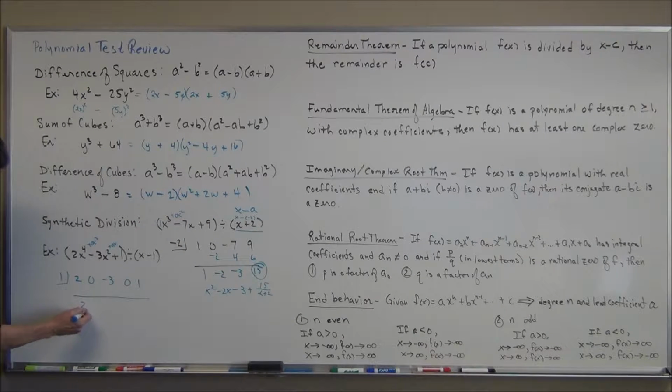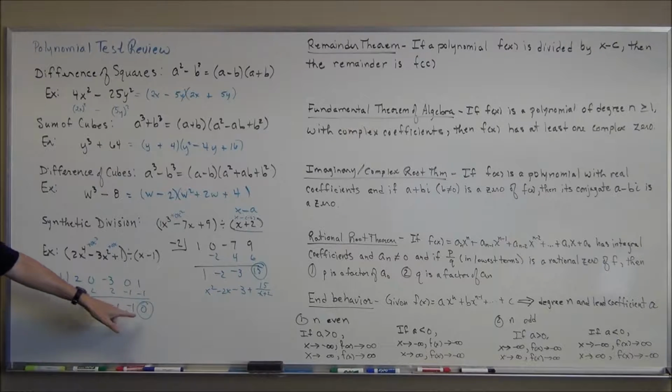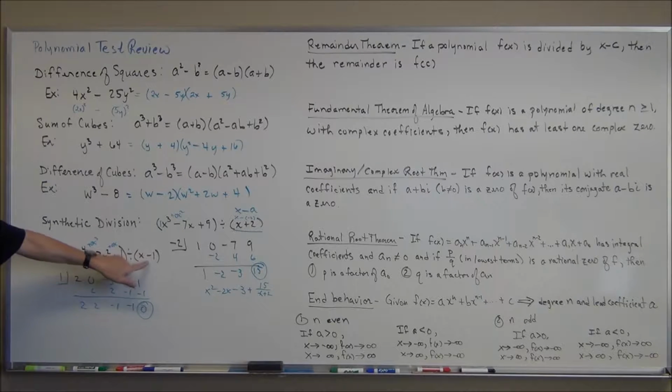Positive 1. So you bring the 2 down, and then you multiply, and then you add, and then you multiply, and then you add, and then you multiply, and then you add, and then you multiply, and then you add. Look at this. This one divides into it evenly. I know it divides into it evenly because my remainder is 0, which means that this, x minus 1, is a factor of this 2x to the 4th minus 3x to the 2nd plus 1.